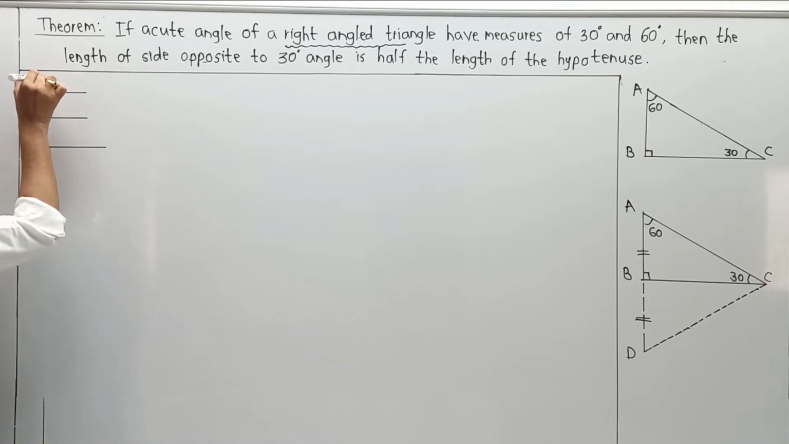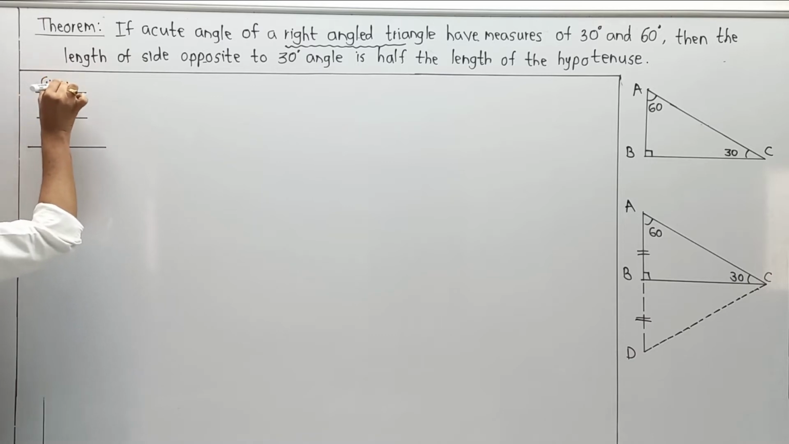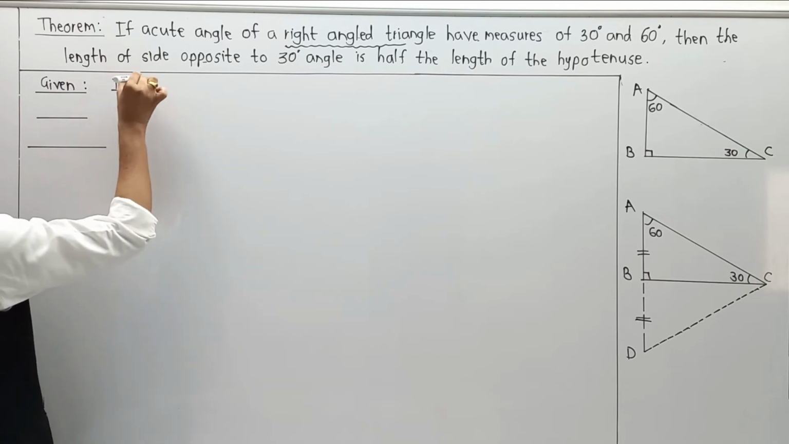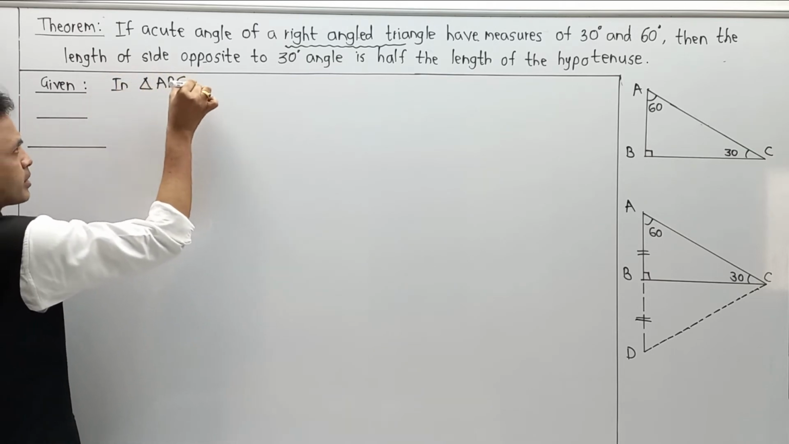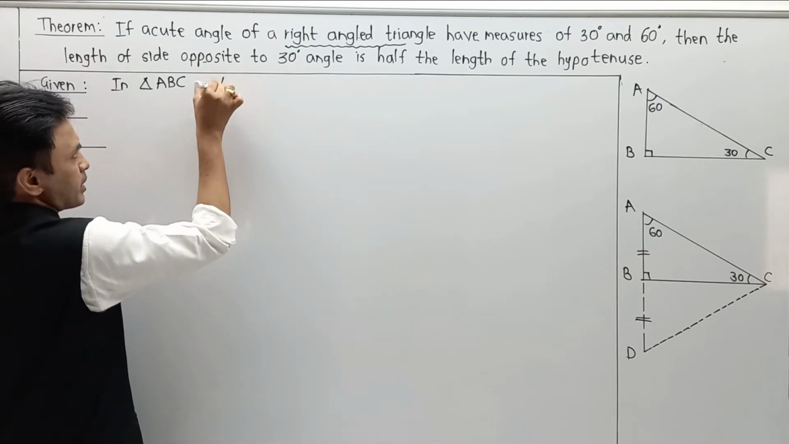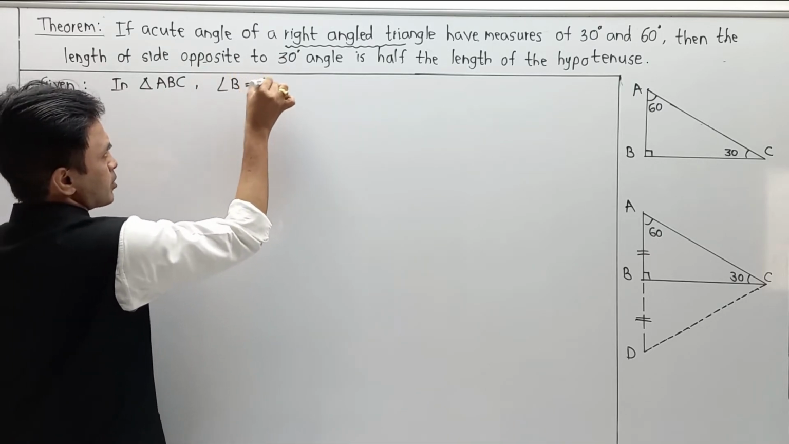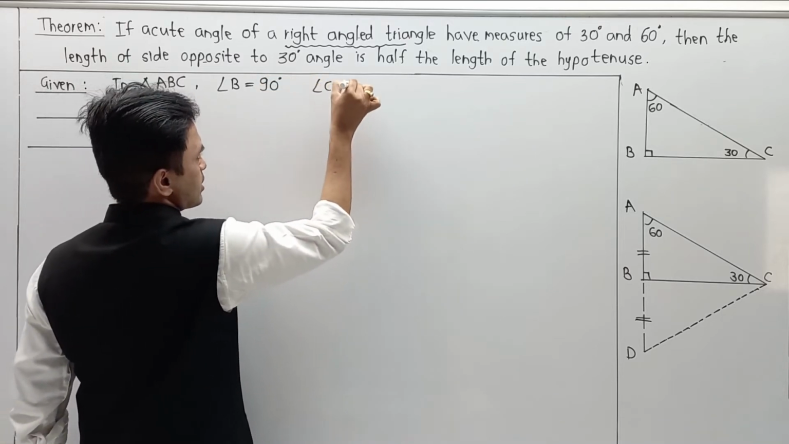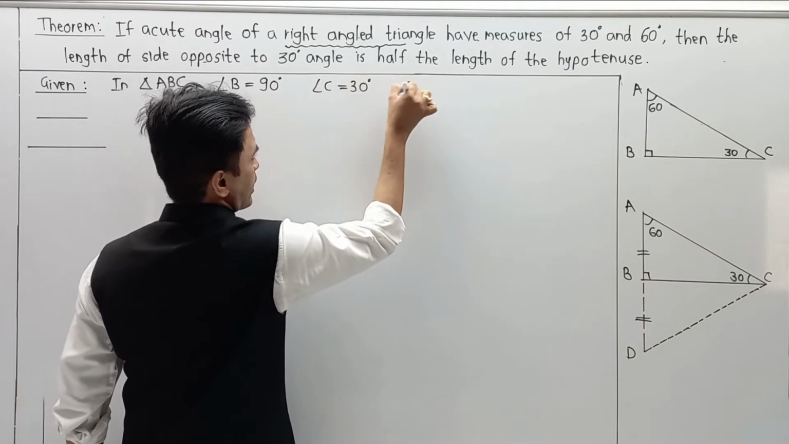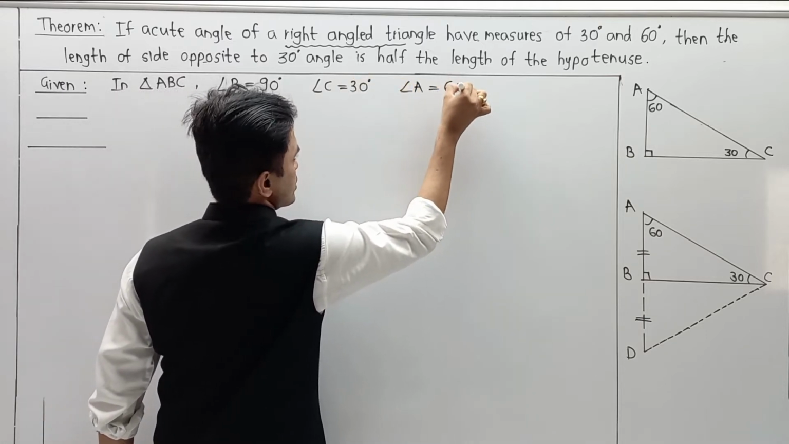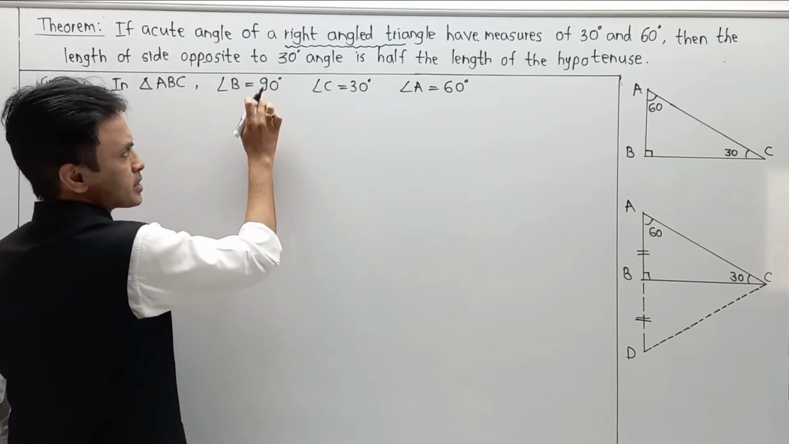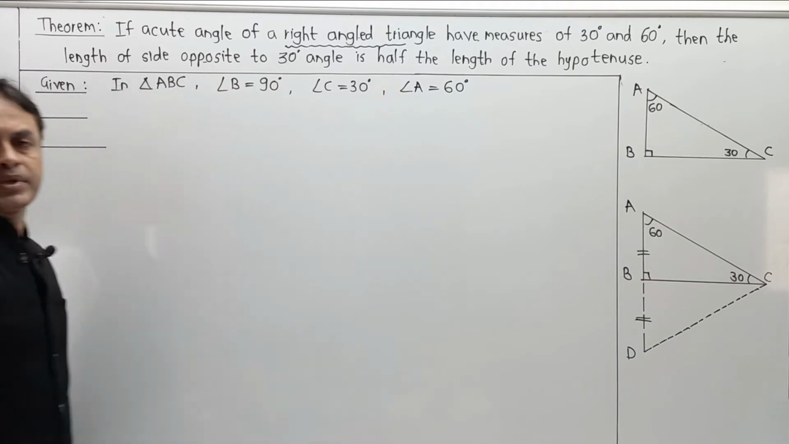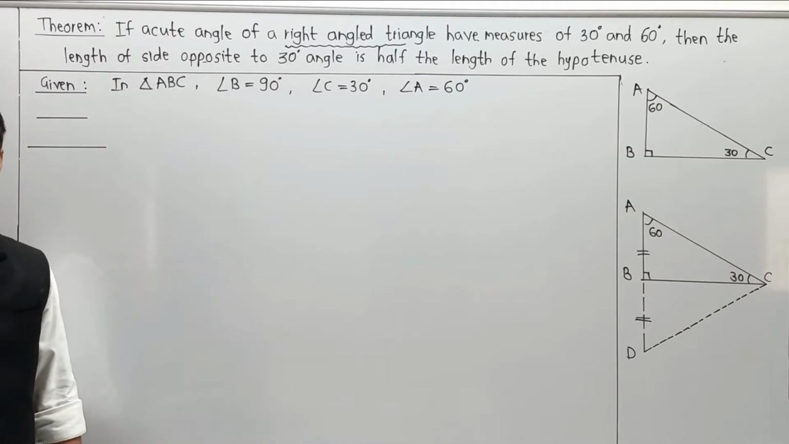So first of all, the given part is: in triangle ABC, angle B is 90 degrees. Angle C is equal to 30 degrees. And angle A is equal to 60 degrees. In this way we have given the concept of a right angle and the remaining 30 and 60 degree concept over here. This is the basic information in the form of given.